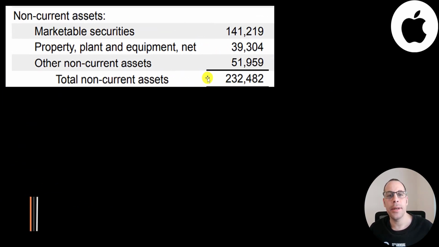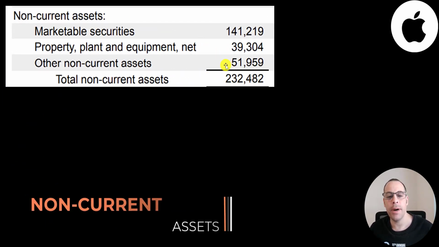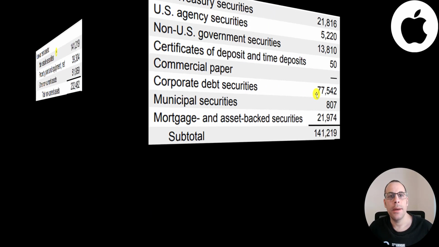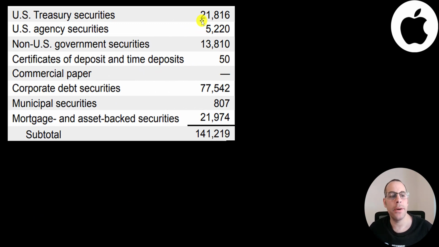Let's look at their non-current assets. 52 billion of other, 39 billion of PP&E, and 141 billion of marketable securities. Here's a breakdown of their marketable securities. 22 billion of US Treasuries, 5 billion of US agency securities, 14 billion of non-US government securities, 78 billion of corporate debt, and 22 billion of mortgage-backed securities.